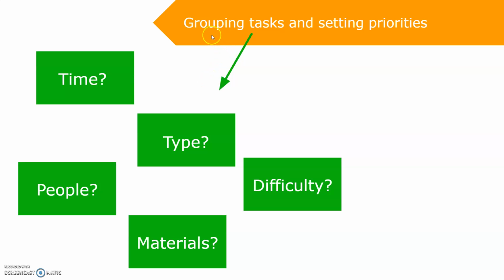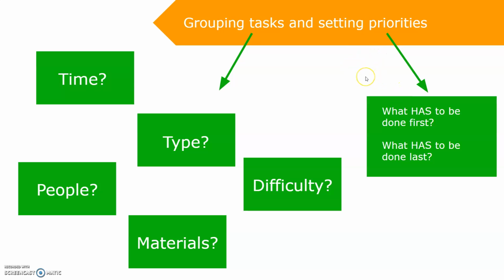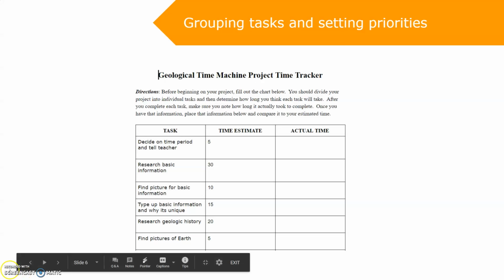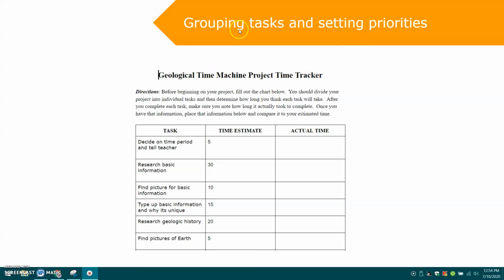So after we have an idea of grouping our tasks, we have to come up with our priorities. What's the most important to do? Okay? And when you do that, the question you really need to ask yourself, what has to be done first? And it's also good to know what has to be done last. All right, so we're going to practice or take an idea about grouping tasks and setting priorities, looking at our time tracker.